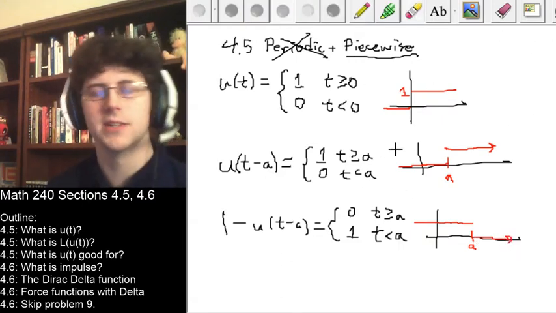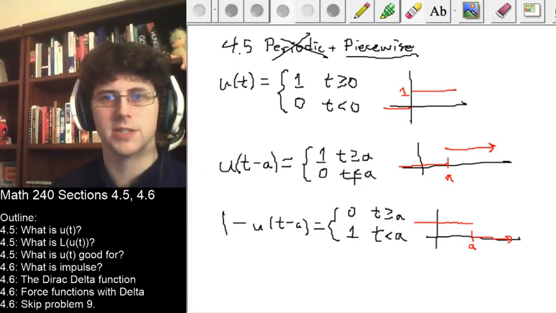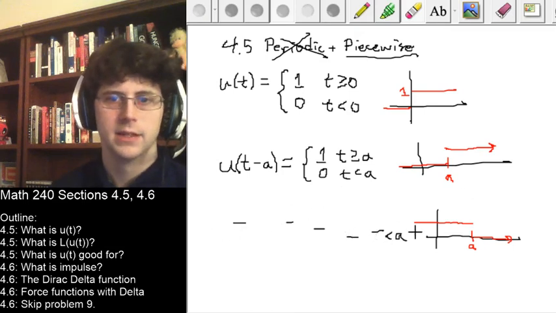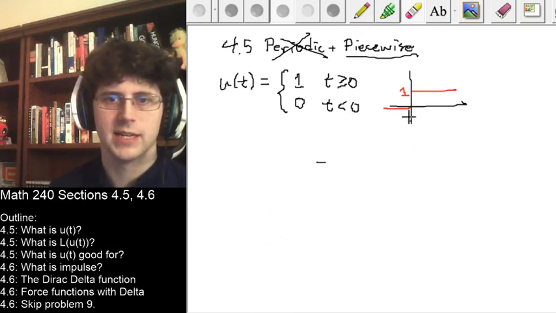That's what's going on here. U of t showed up in your table. You saw it before. U is not a number, though. U is the name of a function, and it's this function. Okay, erasing this board is a little weird, but it's working.